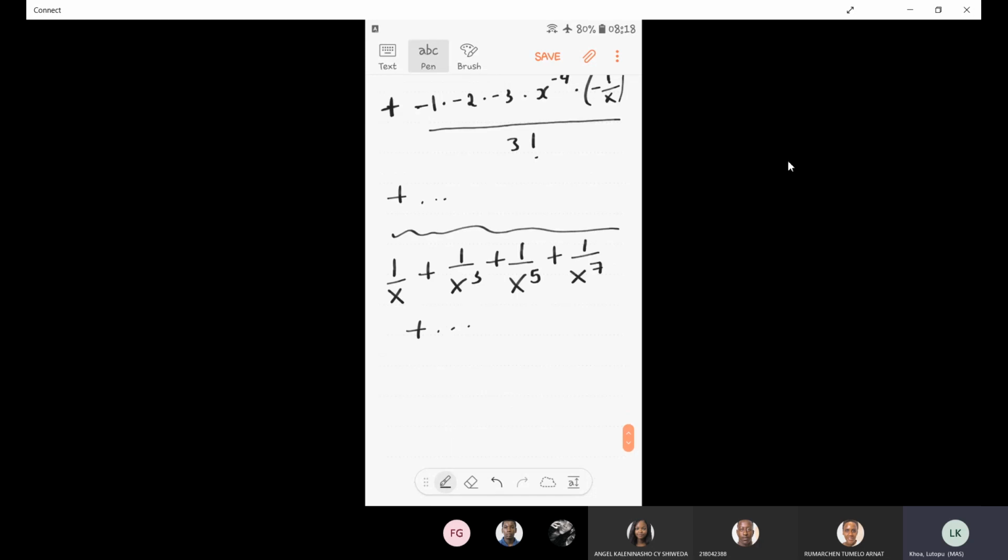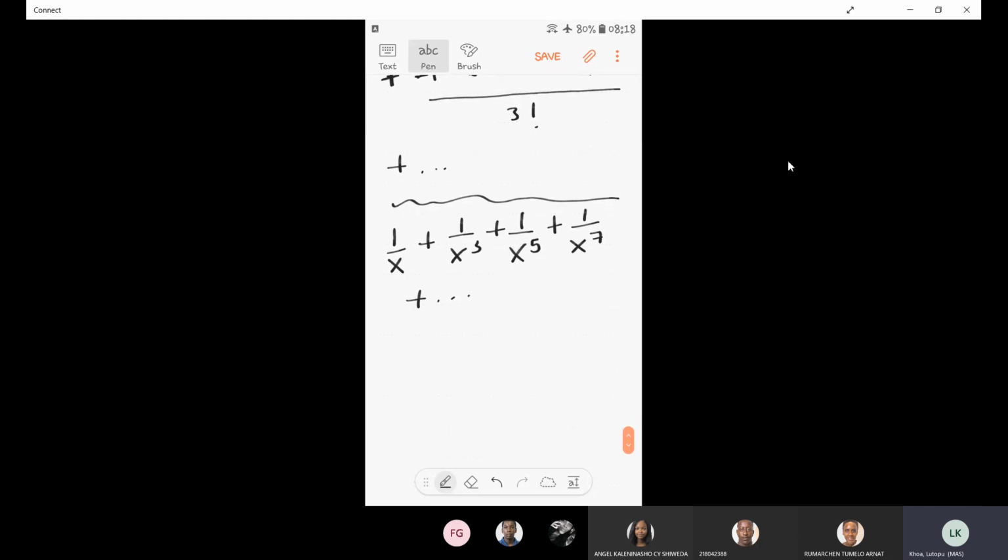And I'm sure even without writing the expansion over here, you can tell me what the next term will be, because you can see there's a pattern that the terms form.